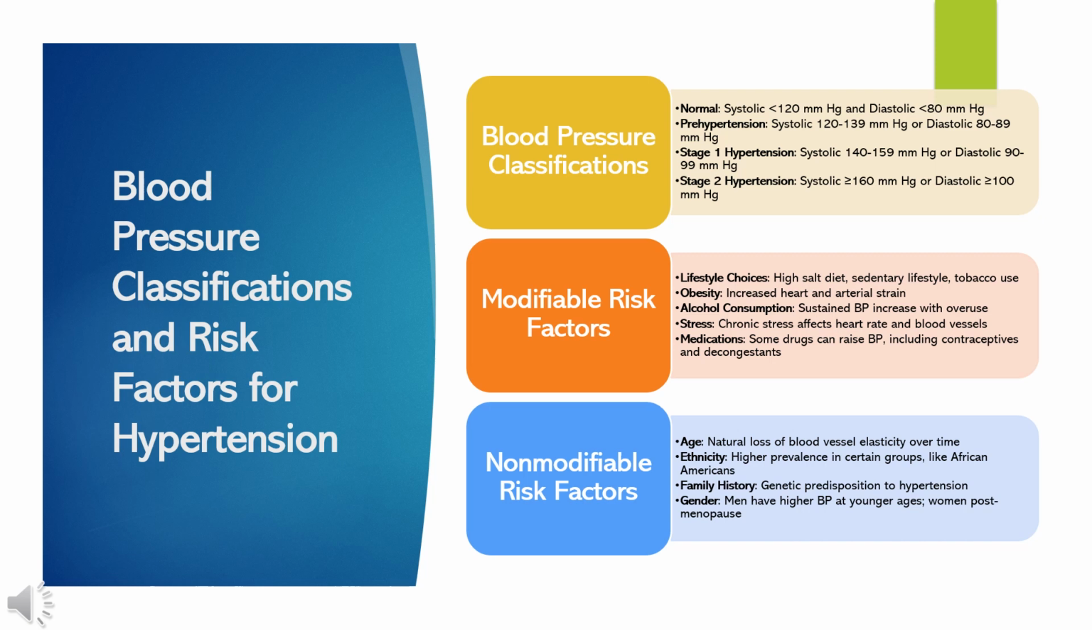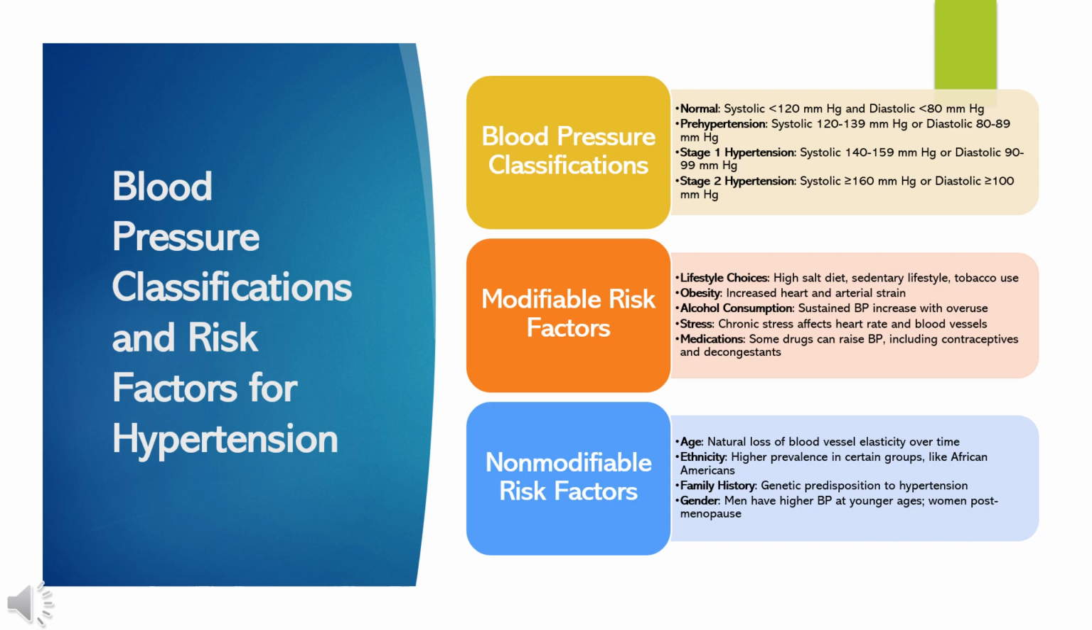Now let's look at the non-modifiable risk factors. Well, age. We can't change that. As we age, blood vessels naturally lose some of their elasticity, leading to increased blood pressure. Ethnicity. Can't change that. Genetic and environmental factors contribute to higher prevalence of hypertension in certain communities, such as African Americans. Family history. Nope, can't change that either. Genetics play a role in the likelihood of developing hypertension.